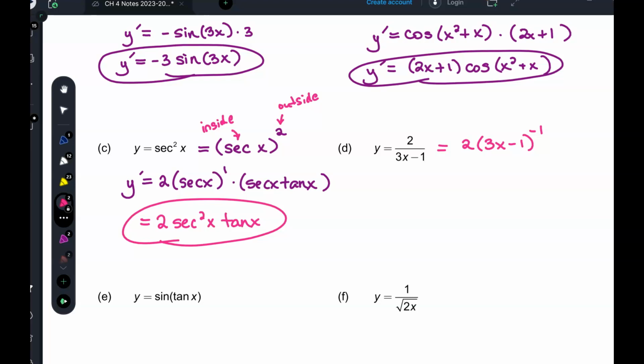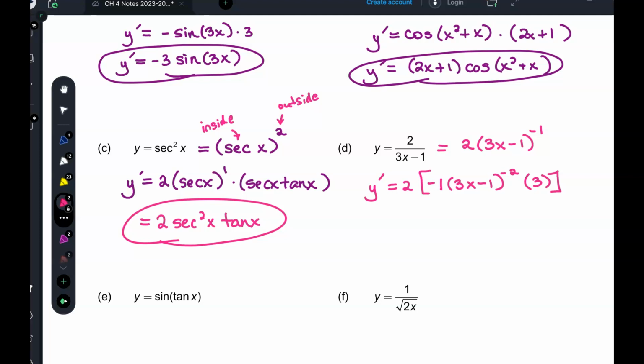Well, what happens with the negative 1? Negative 1 times 2, and then it turns into a minus 2. Minus 2 times what? The derivative of the inside. All right, so here's what I'm going to do. I'm going to leave the 2 just for the moment so we don't get confused. So it's going to be negative 1, 3x minus 1 to the negative 2 times 3. Okay, remember, that 2 is just a coefficient. We can kind of ignore it until the end.